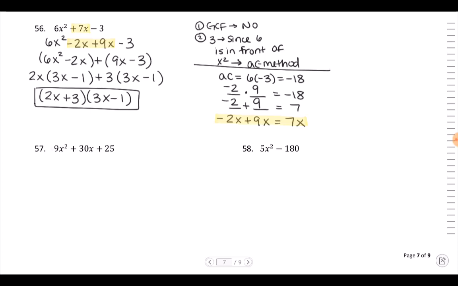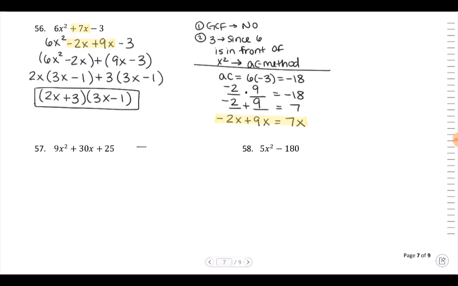In this case, I see this is like a special case, right? I've got a 9 in front of an x squared and I have a 25 here. So if you happen to notice that with your 3 terms, you have some perfect squares on the ends, there's a chance that this might be a perfect square trinomial. And in that case, it's kind of special. So if you have a perfect square trinomial, then here's what you have to check.